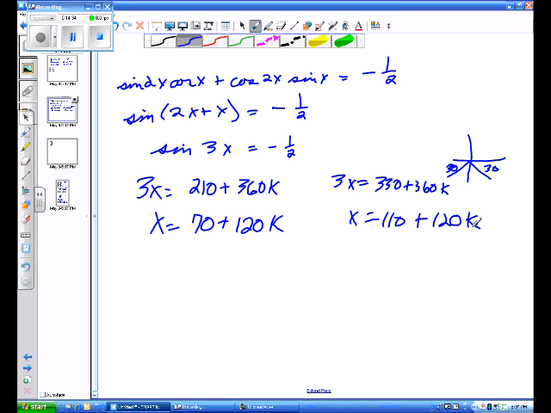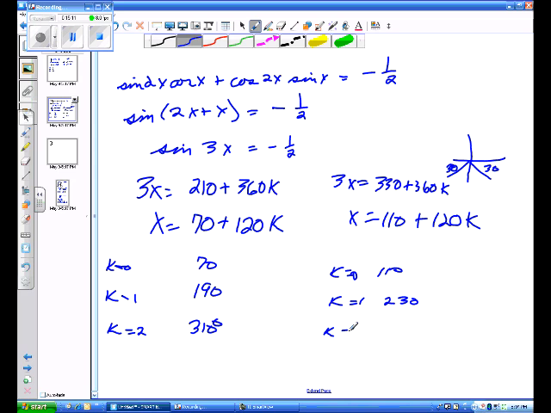If we want all of our solutions between 0 and 360, then we would go through with k being 0, k being 1, k being 2. K is 0 would be 70. K is 1 would be 190. K is 2 would be 310. K is 0 for the other one is 110. K is 1 would be 230. And k is 2 would be 350.